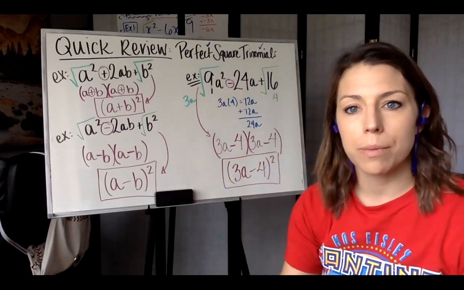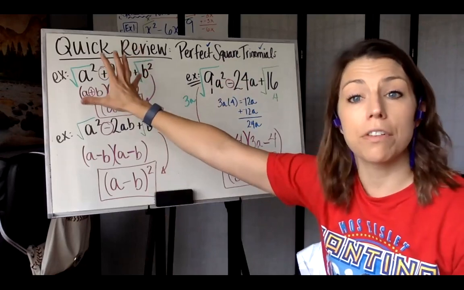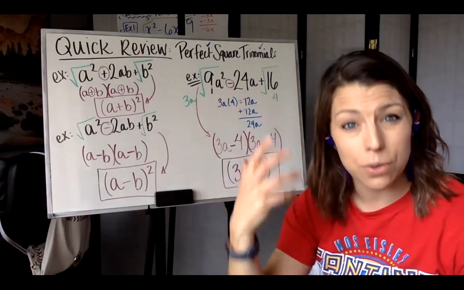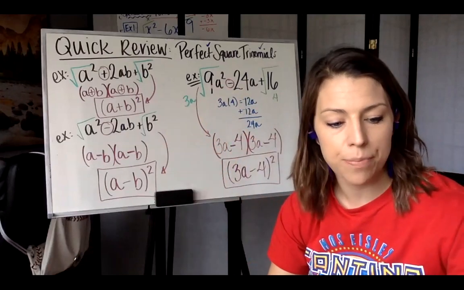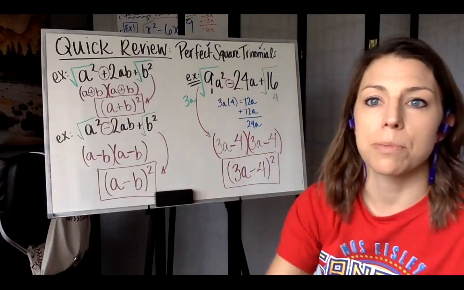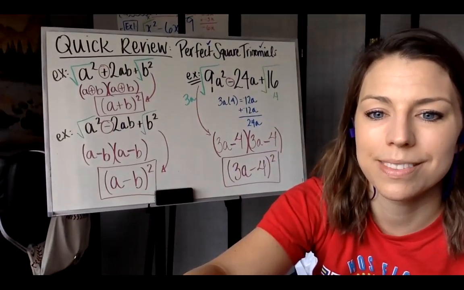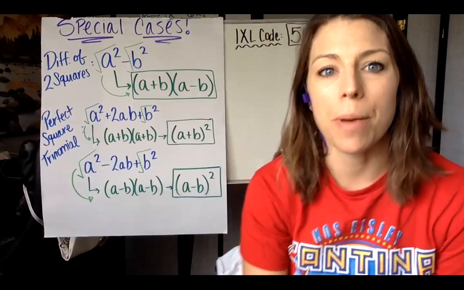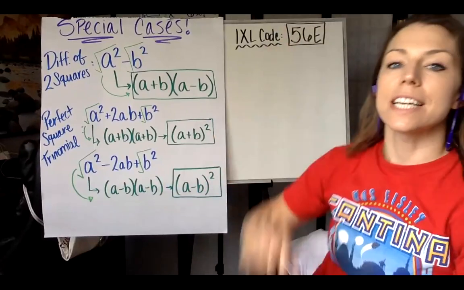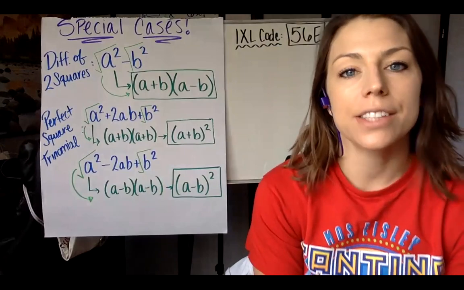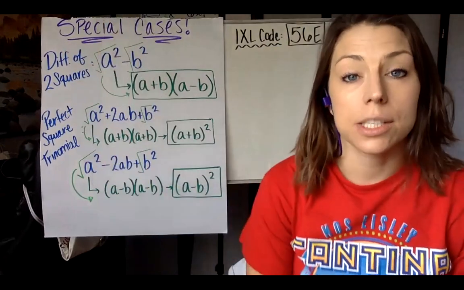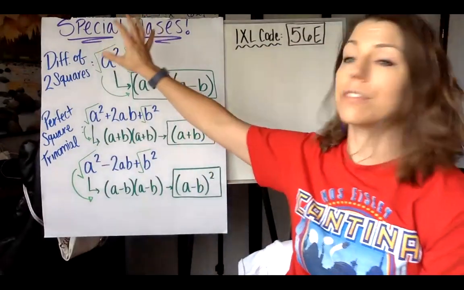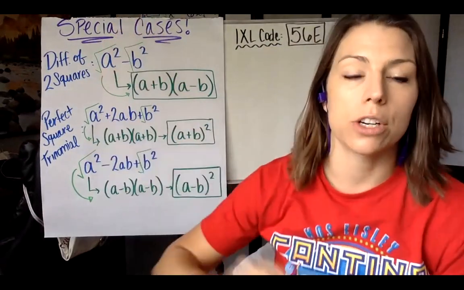So now we're going to go through some IXL examples. I'm going to keep the formulas up here or off to the side so that we can kind of use them to help us factor. And we'll try to go through as many examples as possible. Okay, we're going to spend the rest of this video going over examples from IXL code 56E. It's all about factoring expressions that are special cases. So you're only going to see expressions that are either difference of 2 squares or a perfect square trinomial.